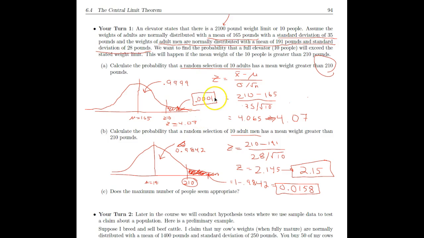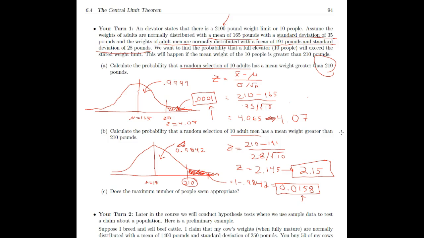So does the maximum number of people seem appropriate? Well, if you just assume that it's going to be 10 random adults on the elevator, then yeah, that seems appropriate. You're only going to exceed the weight limit very, very rarely, 1 out of 10,000 times. But if you have 10 adult men on the elevator together, you're in trouble about 1.5% of the time. That's kind of a lot. So that could definitely be a problem.